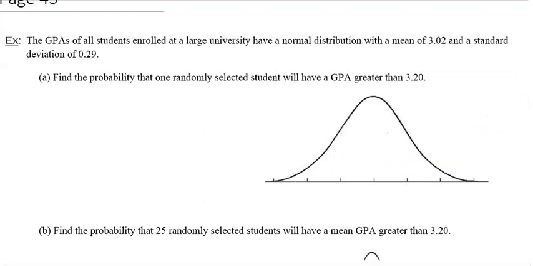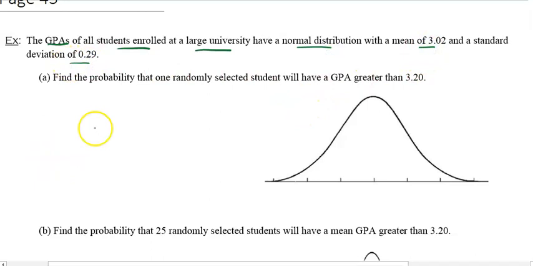So here we go. It says the GPAs of all students enrolled in a large university, normally a large university has a lot of students, has a normal distribution with a mean of 3.02 and a standard deviation of 0.29. Find the probability that one randomly selected student will have a GPA greater than 3.2. So this university has a mean of 3.02 for their GPA with a standard deviation of 0.29.